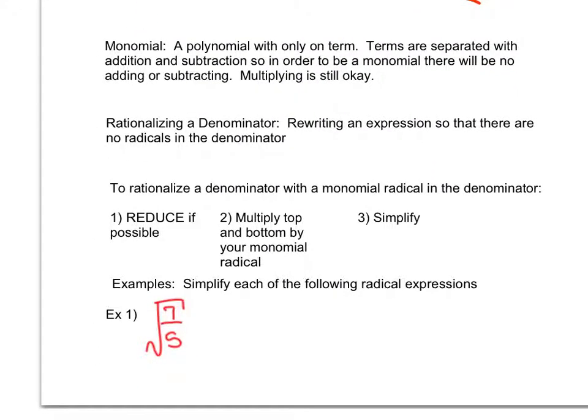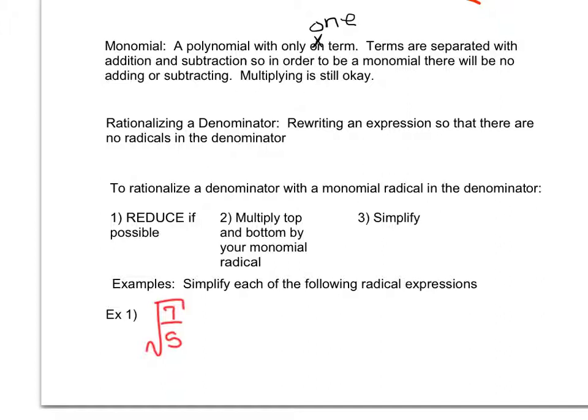Because whenever we rationalize a denominator, let me back up. Let me give you some definitions before I tell you why it's important that we know how to do that. A monomial is a polynomial with only one term. The terms are separated with either addition or subtraction. So in order to be a monomial, there must be no adding or subtracting. You can multiply. 2x is a monomial. 2 plus x is a binomial. So make sure you only have one term. That's all we're going to be focusing on right now.